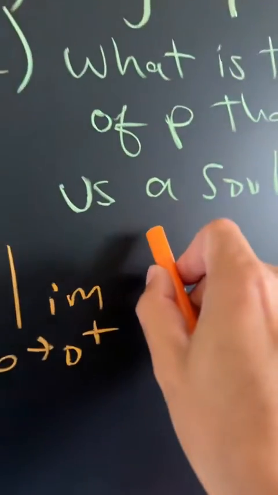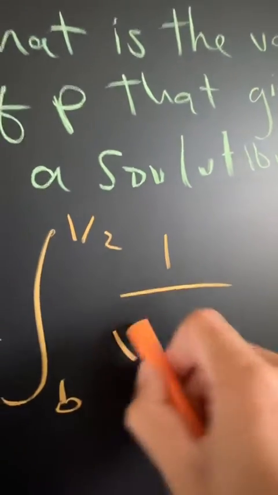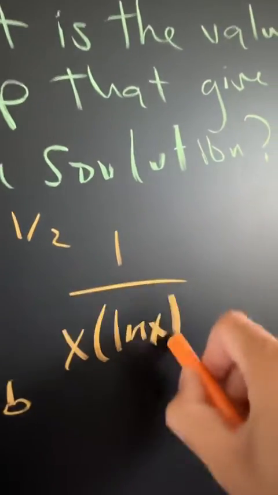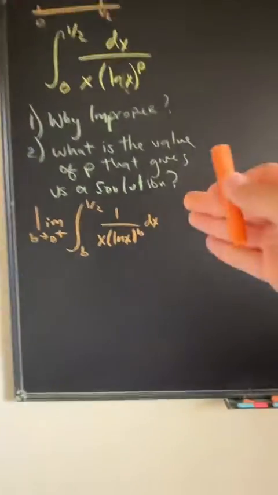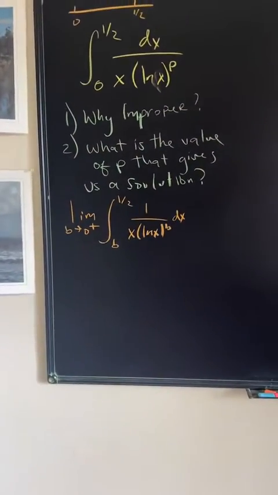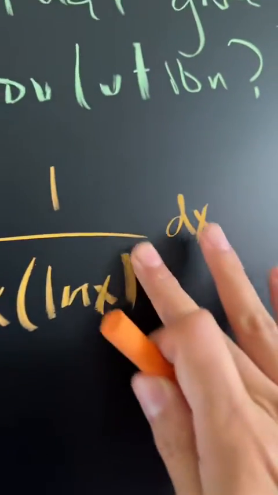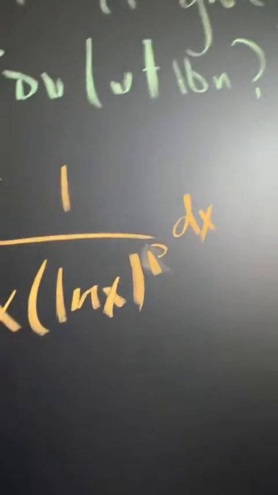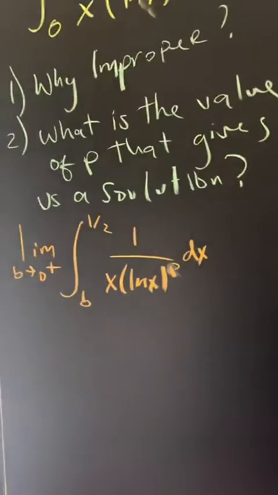And now we can do the integral from b to 1/2 of 1 over x times natural log of x to some power p, with respect to x. So I kind of moved the dx to the outside. Now we're going to start solving this. Whoops, there should be a p right here. Before anyone screams at me, I'm just going to change that. Okay, we're going to solve this using u substitution.